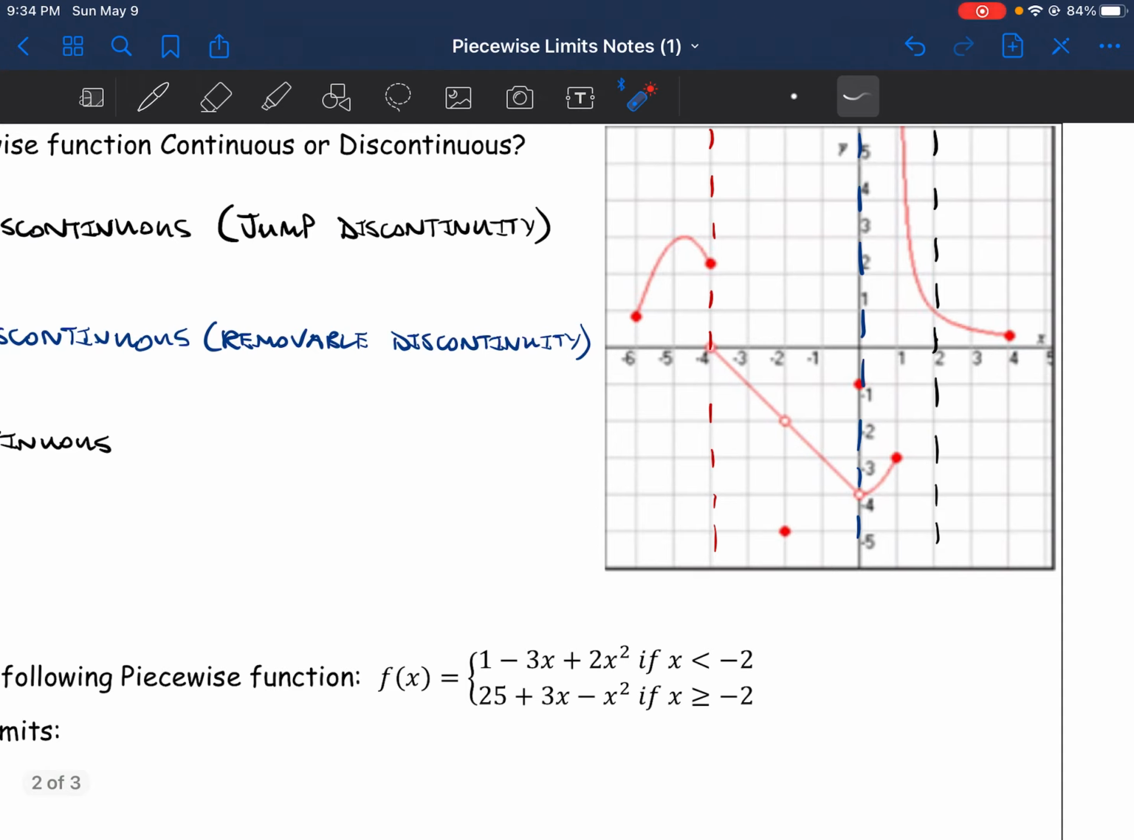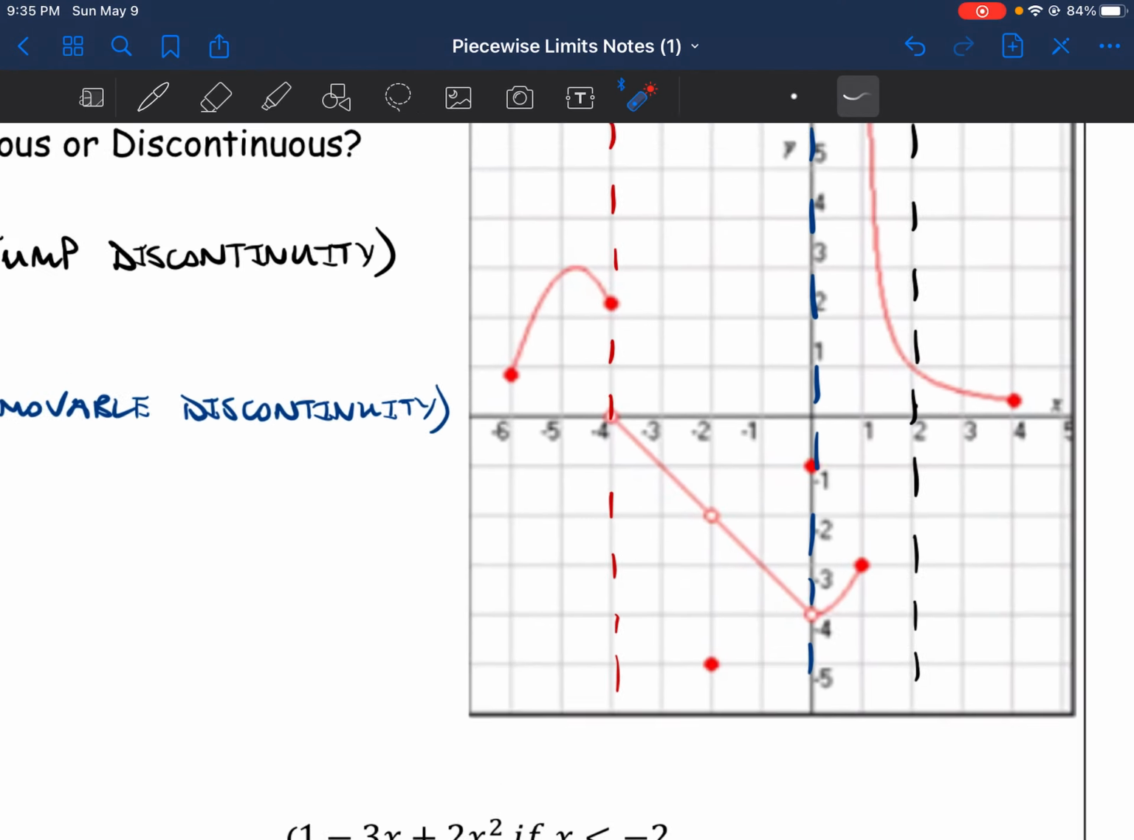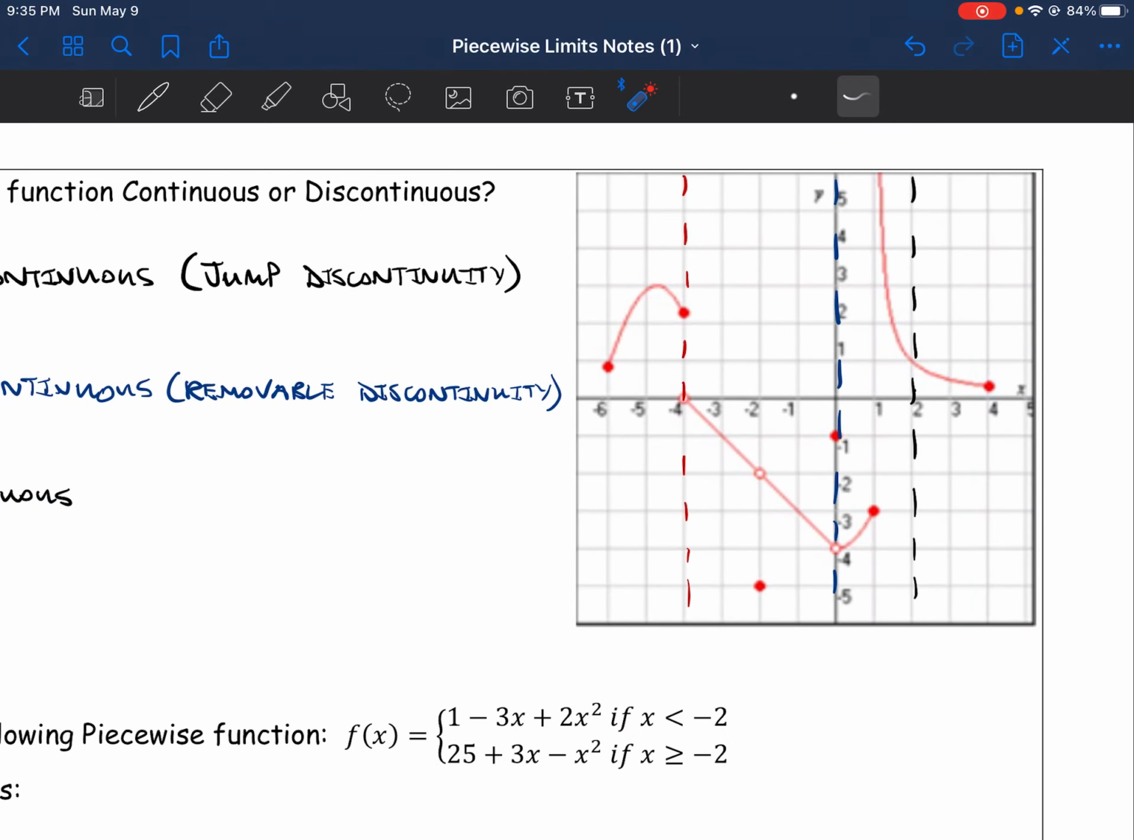Then at x equals 0, as I trace the curve, we hit this hole. That means I have to lift up my pencil to jump over the hole to continue tracing the curve. So that's a removable discontinuity. But here at x equals 2, as I trace the curve, notice that I never have to pick the pencil up. I can just continue to trace the curve. So that's continuous. It's continuous at x equals 2.